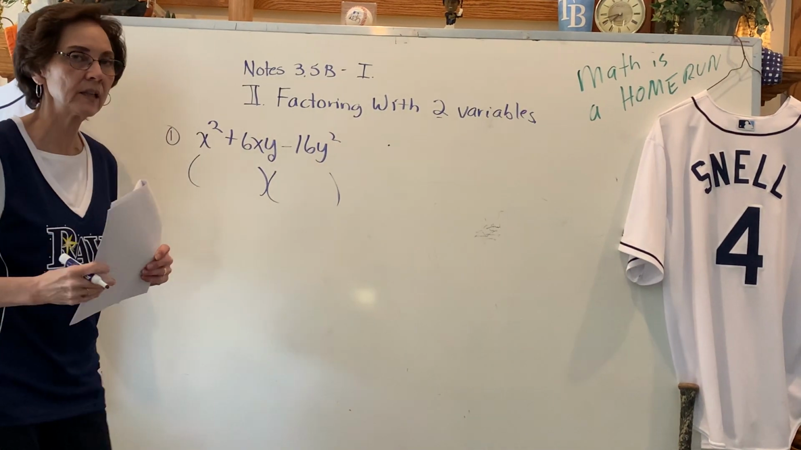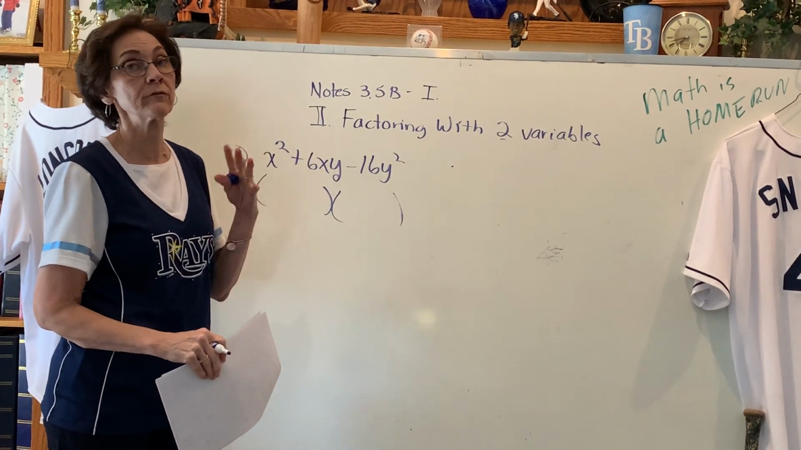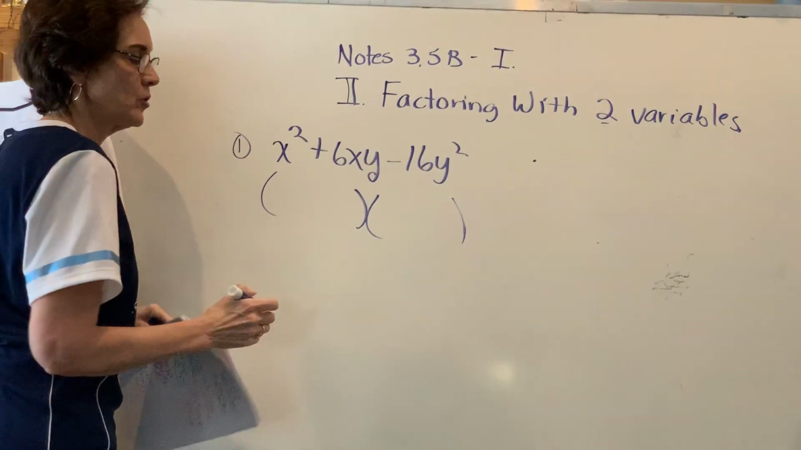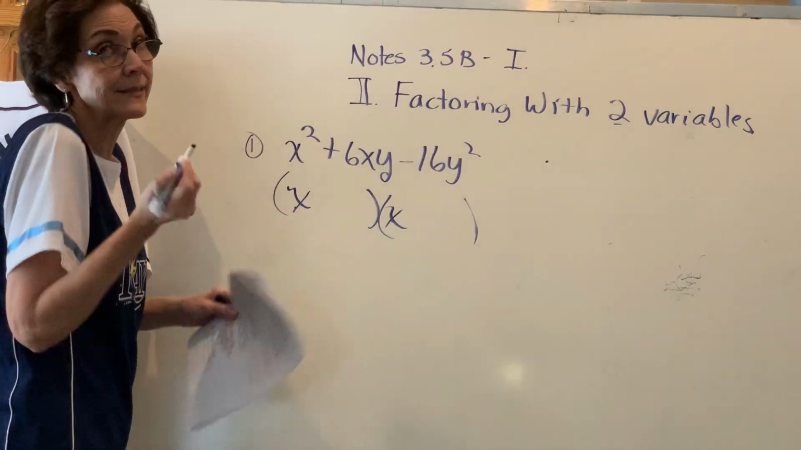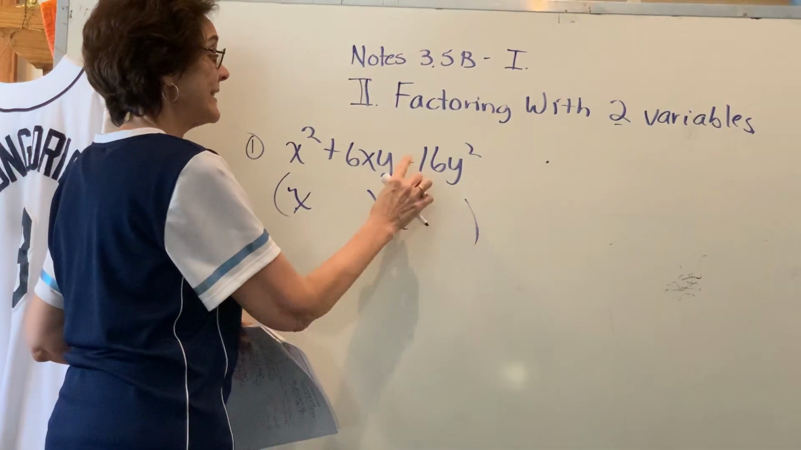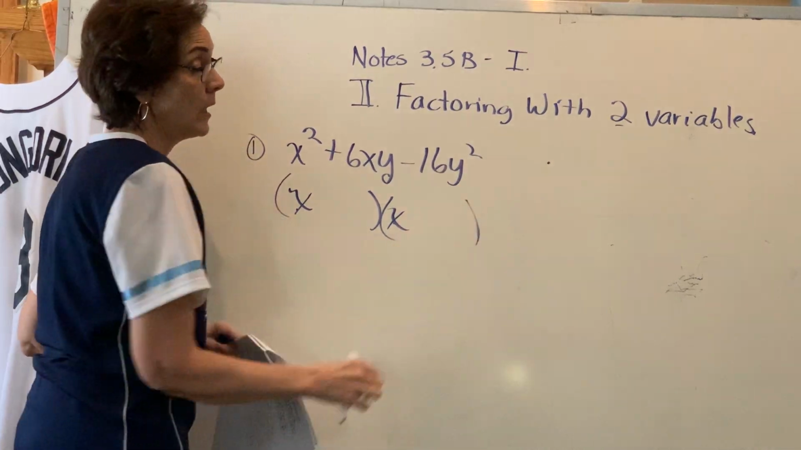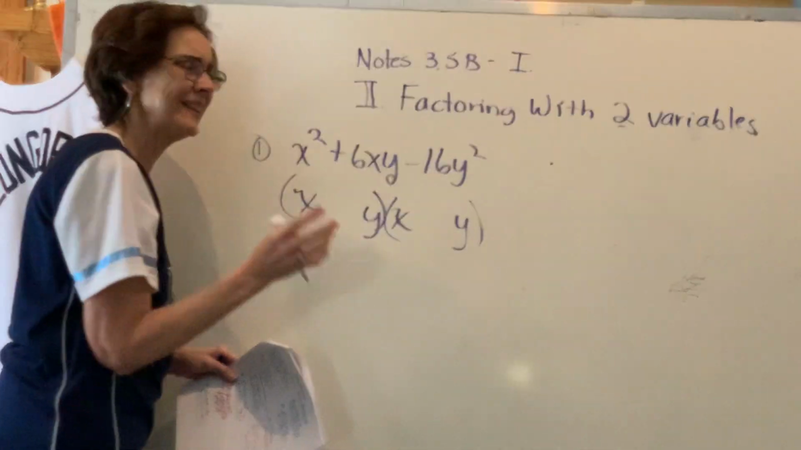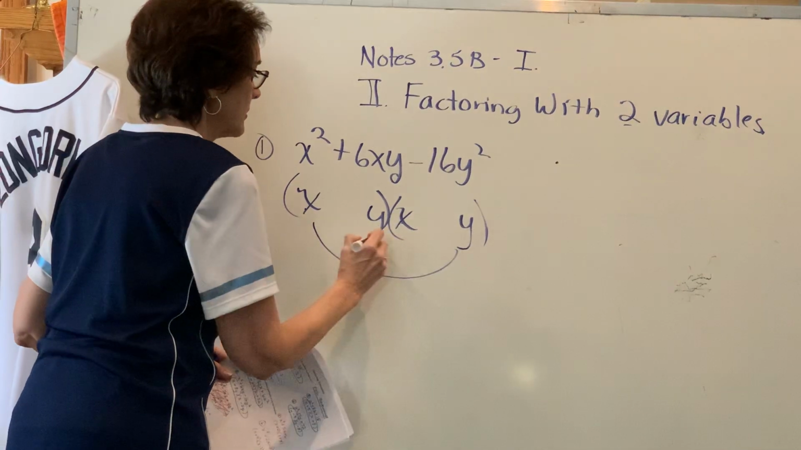Now, all of these, again, are going to begin with a 1. So we'll do the ones that have a number in front tomorrow. It gets a little bit more complicated, but it's not too bad. First times first. X times x. Has to be, right? Now, what last term times what last term is negative 16y squared? All right, in order to get the y squared, I know it's got to be a y times a y. But how do I get the negative 16? And I want to add my outers and inners to add up to 6.